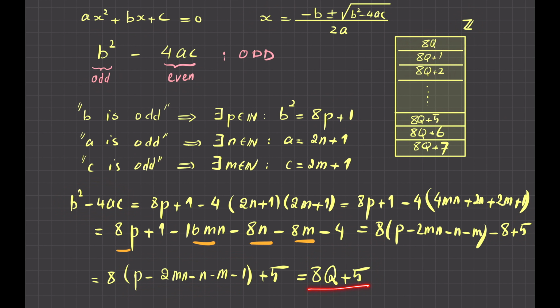So a number of the form 8q plus 5 cannot take the form of a number of 8q plus 1. So showing that this number is 8q plus 5 means it is not 8q plus 1. So this means that this number, b squared minus 4ac, cannot be a complete square, and then we are done.